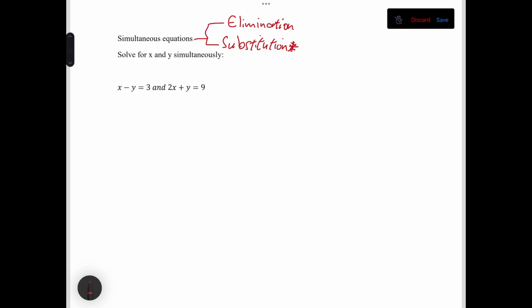Okay, so we are going to work with these two equations. We write them down. x minus y equals 3. That will count as our first equation, equation number 1. We label it as equation number 1. Then 2x plus y equals 9. We'll name it as our equation number 2.